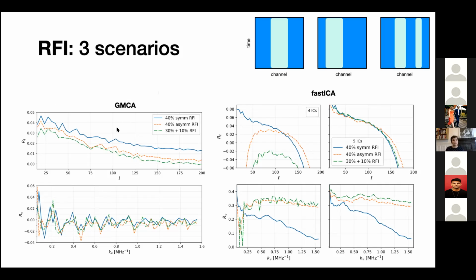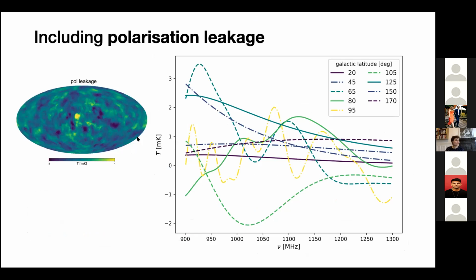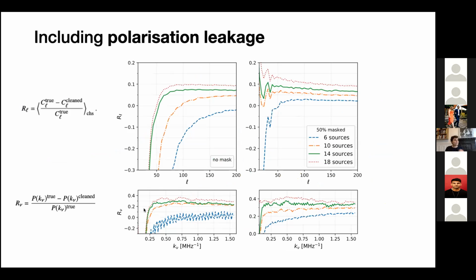So this is a point for GMCA. Then we added polarization leakage, this very troublesome component that I was discussing before. And indeed, things start to be more complex. Like here on the left, it's again the relative difference in angular power spectrum. I get something around 10%, at least up to some cutoff in the large scales.